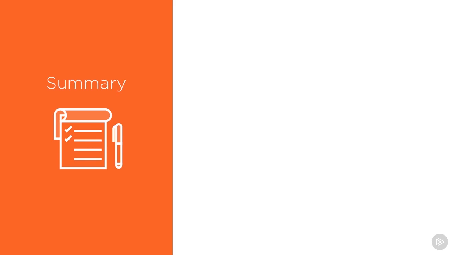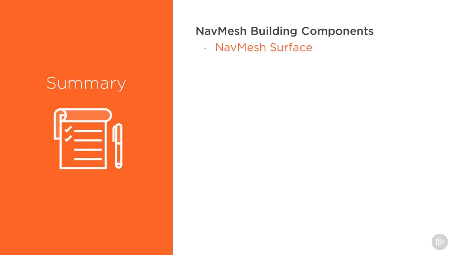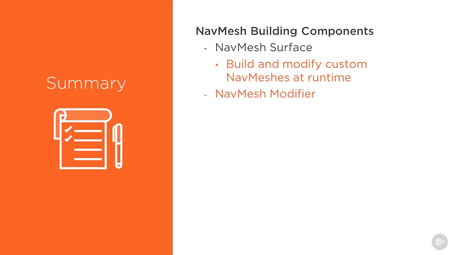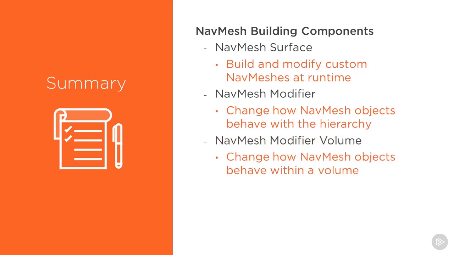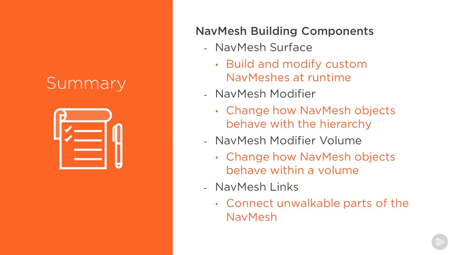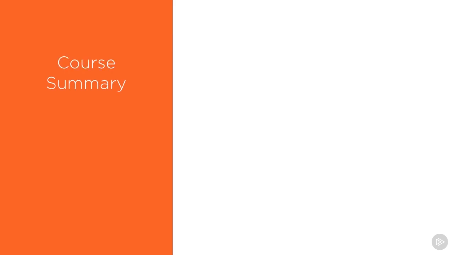In this module, we covered the NavMesh building components, including the NavMesh surface, where we build and modify custom NavMeshes at runtime, the NavMesh modifier, where we change how NavMesh objects behave with the hierarchy, the NavMesh modifier volume, where we can change how NavMesh objects behave but within a volume, and NavMesh links, where we connect unwalkable parts of the NavMesh.